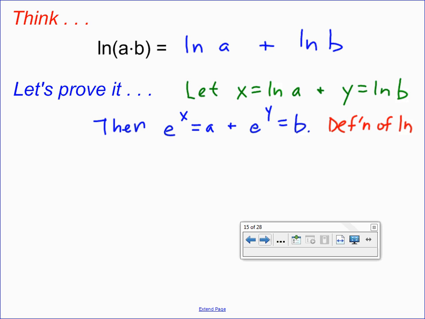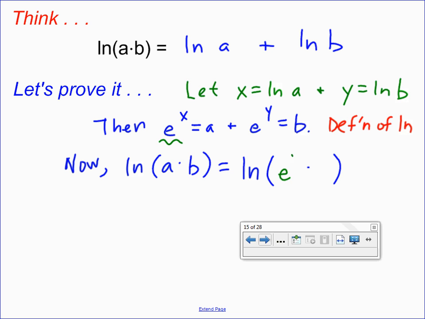All right, so let's start with our left-hand side. ln of a times b is going to equal ln of, what's a? a was e to the x, good, times b, what's b? e to the y. So that was just substitution. We rewrote ln of a times b and substituted in what a and b equal. Substitution would be my justification for that.